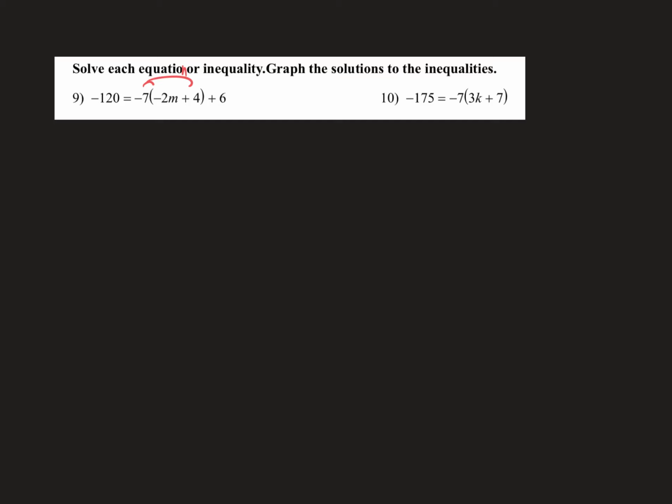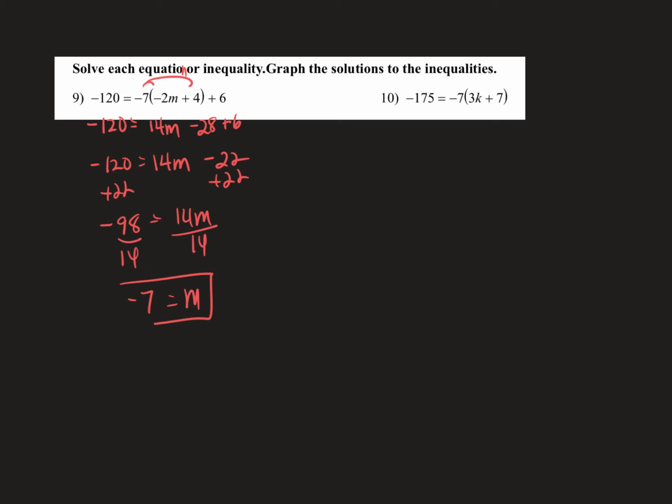We will distribute. Negative 120 equals positive 14m minus 28 plus 6. Combine like terms. So negative 120, 14m minus 22, add 22 to both sides. So I think that's negative 98 equals 14m. Divide by 14, so m will equal negative 7.